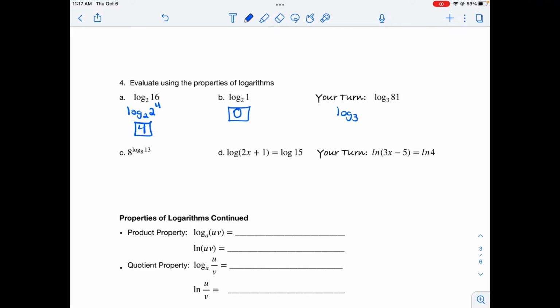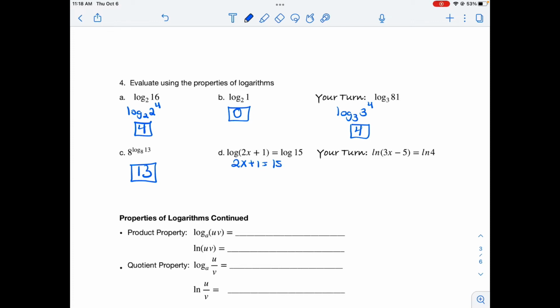First thing I'm going to do is rewrite 81 as 3 to the 4th power, because I'm going to get the same base. Then I'm going to use that inverse property and write it as 4. Okay, now I'm using the inverse property of c and rewriting that as 13. Notice that our last example and c have the same property.